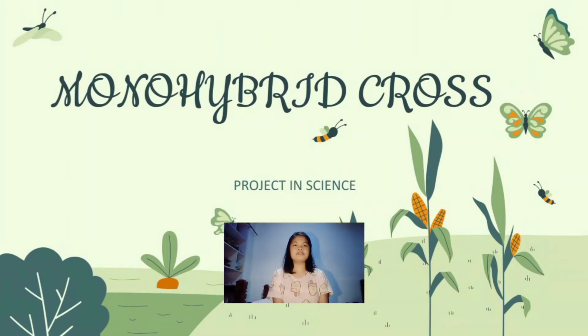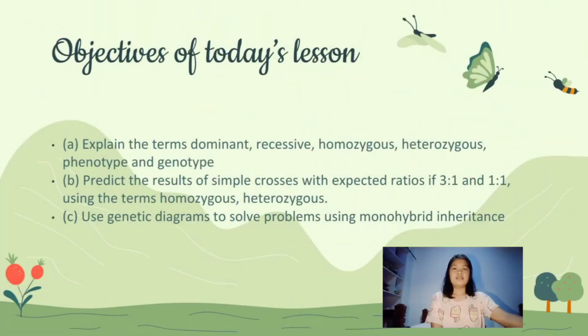the monohybrid cross. At the end of the lesson, students are expected to explain the terms dominant, recessive, homozygous, heterozygous, phenotype, and genotype. Predict the results of simple crosses with expected ratios of 3:1 and 1:1, using the terms homozygous and heterozygous. Use genetic diagrams to solve problems using monohybrid inheritance.